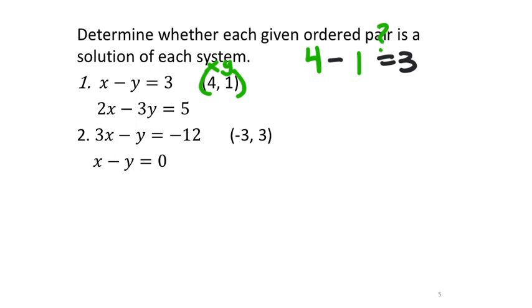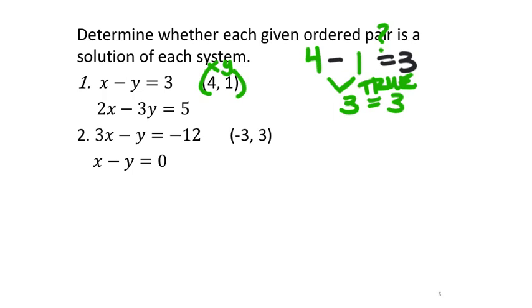And then I just see if it's true. So I'm going to put a question mark over the equal sign, because I'm not sure if it's true yet, although some of you do. And I say, well, 4 minus 1 is 3. And does 3 equal 3? Yes, that's true. So since this first one is true, it means that (4, 1) is actually on the line. If you were to graph this equation, this ordered pair would be on that line.